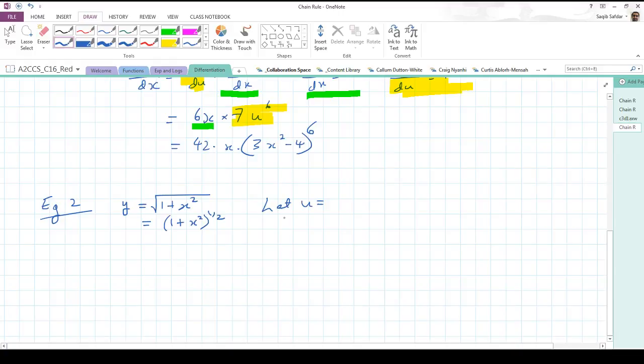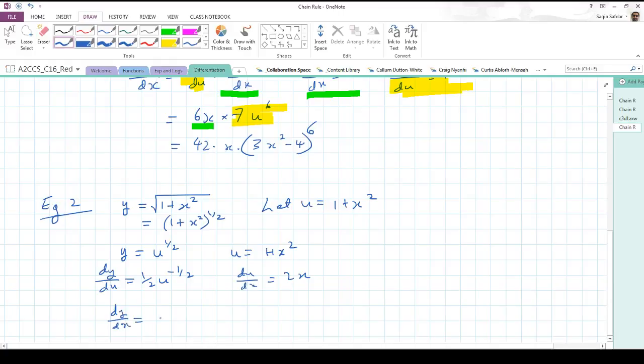Right, in that case, what would our u now be? What would you substitute? 1 plus x squared. Okay. So now it's an easier equation. Now we've just got y equals u to the half, where u equals 1 plus x squared. And so dy over du equals a half u to the minus a half, and du over dx now just gives us the 2x. And again, you should always tell the examiner what you're doing.